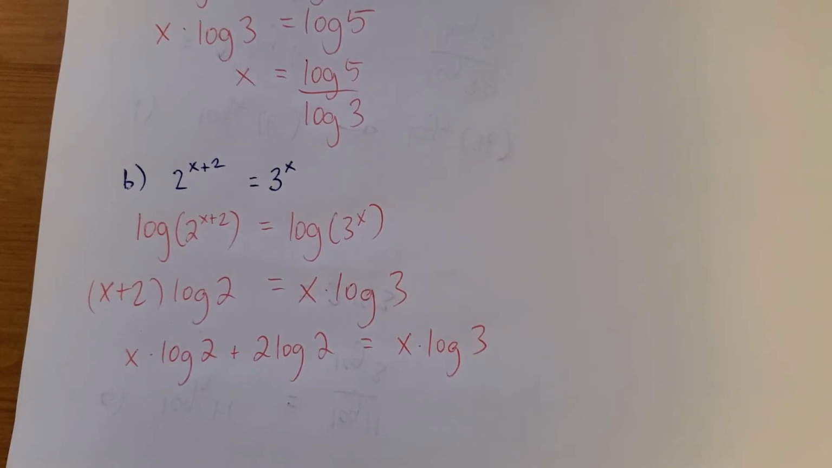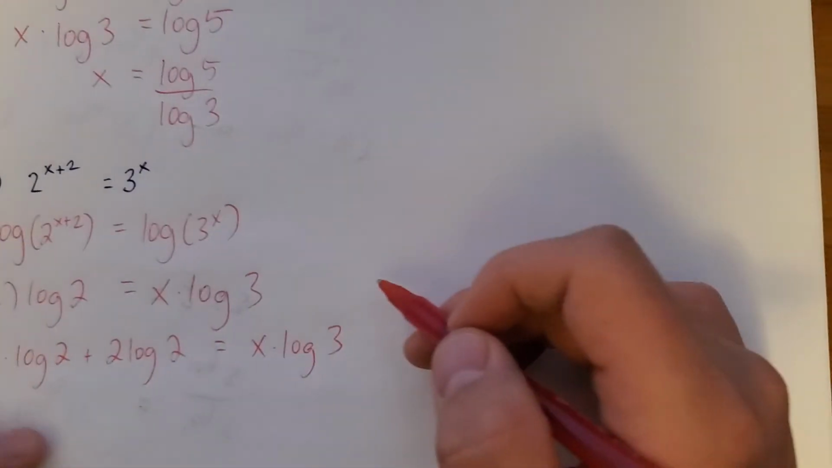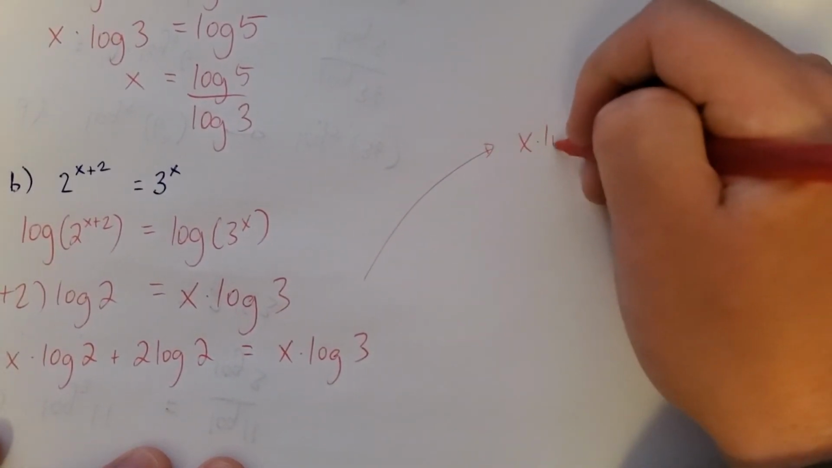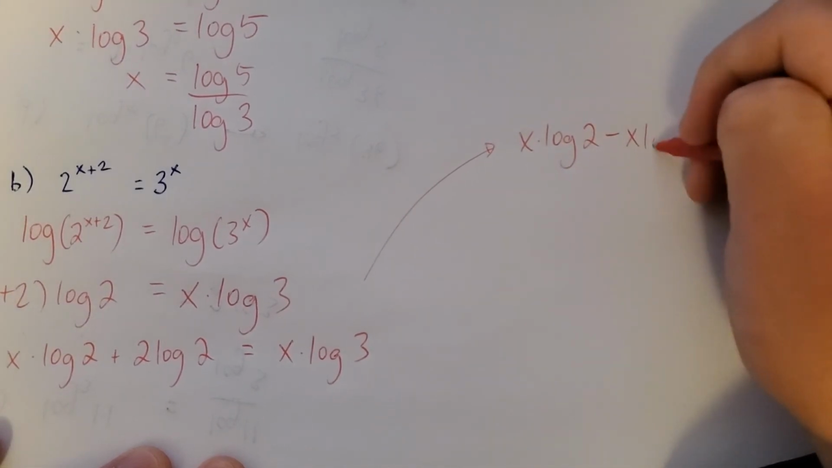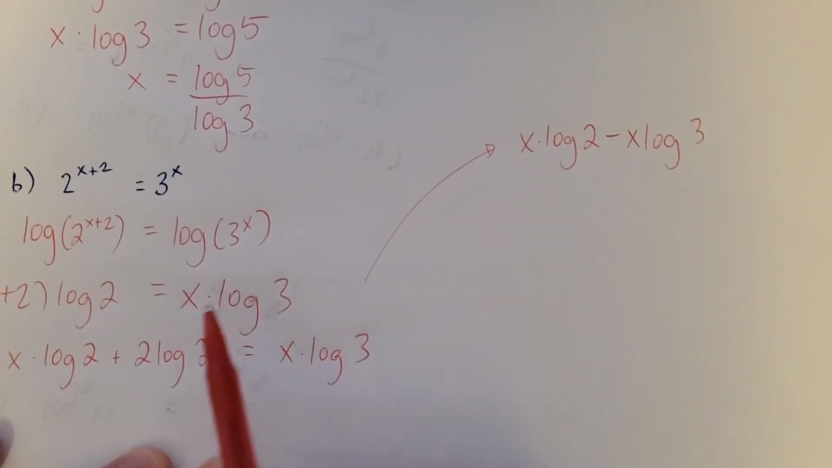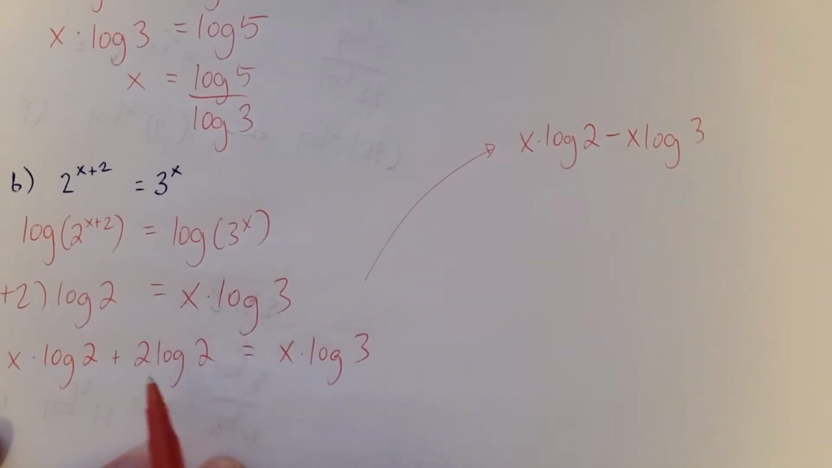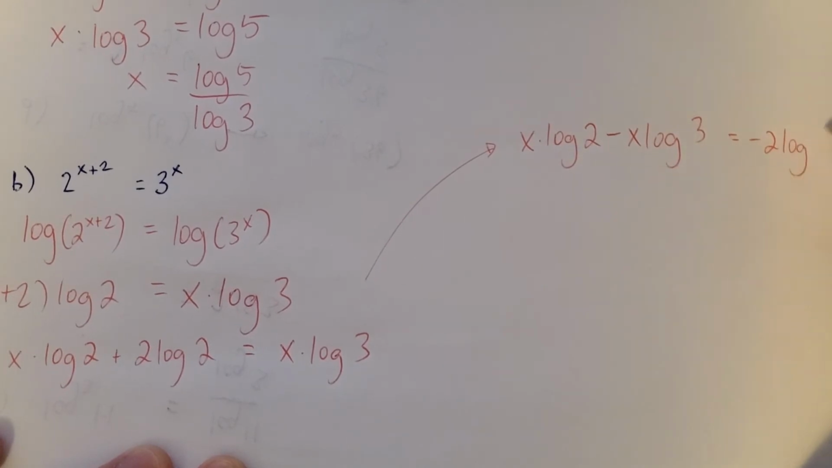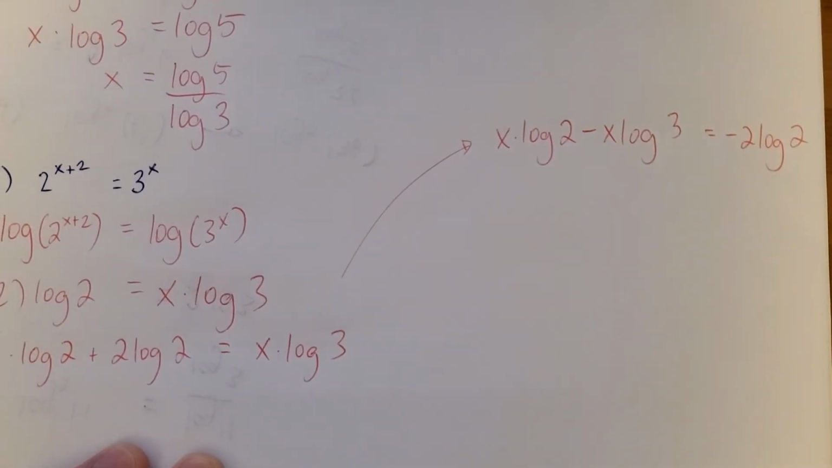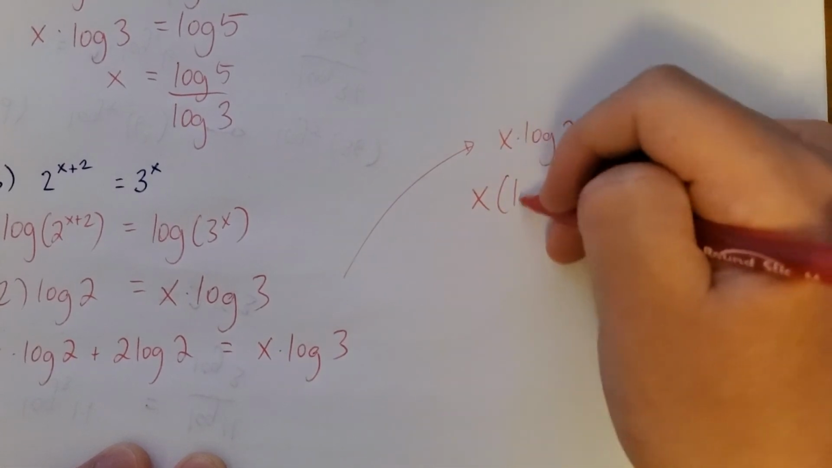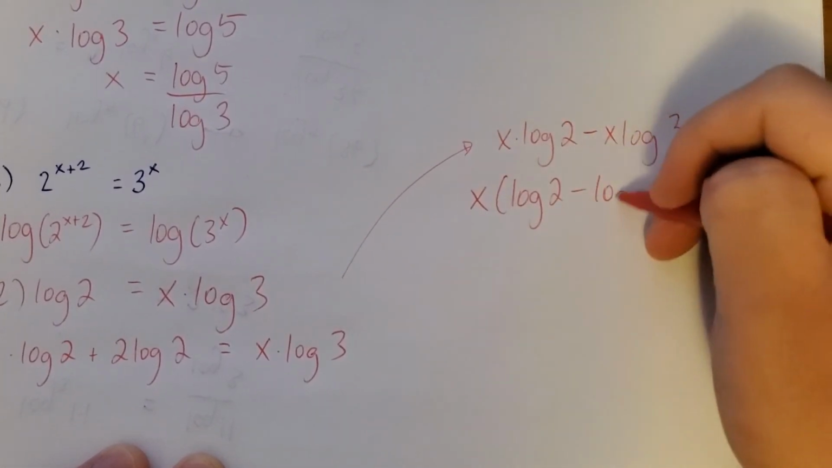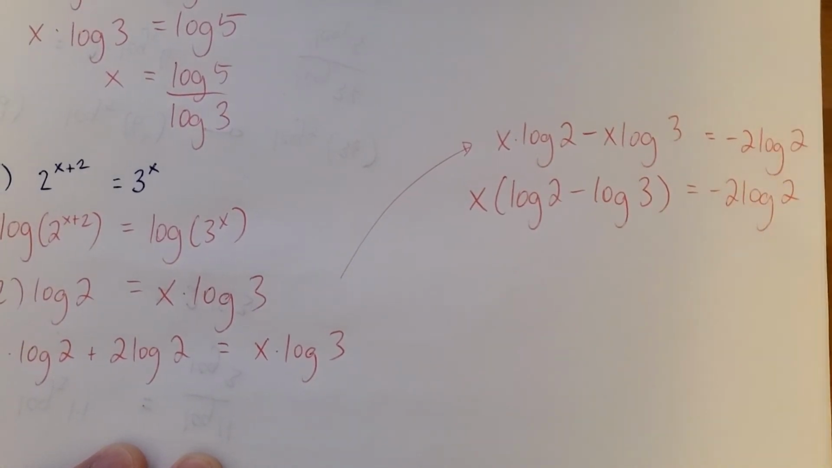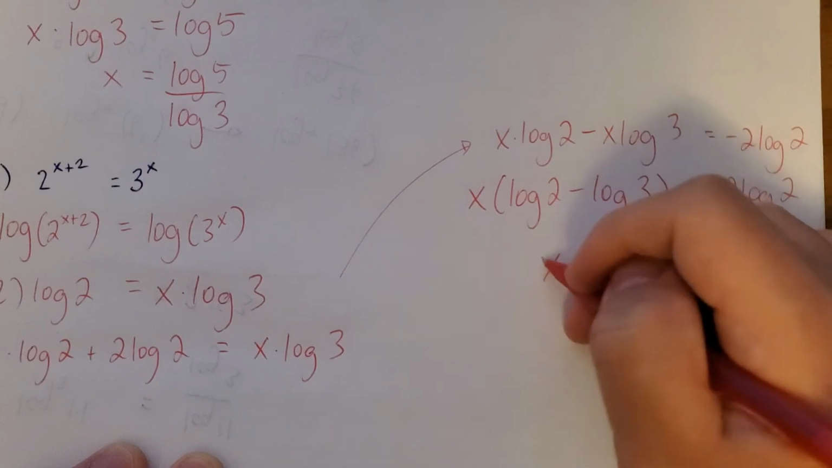Now what I'm going to do is gather my like terms. I'm actually going to bring it over here though. So it's going to be x log 2 minus x log 3. Okay, so I just brought this one to the other side, and then I'm going to bring this term without any x's to the right side. It'll become negative. And then if I factor an x out, this is what it looks like. To get x by itself, you'll just have to divide.